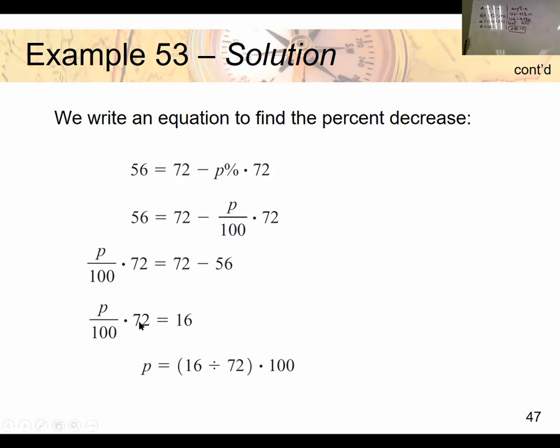Okay. 72 is being multiplied by P, so we have to divide by 72. Take 16, divide that by 72. That 100 is in the denominator, so we multiply by 100. They collapsed a couple of steps on this one.